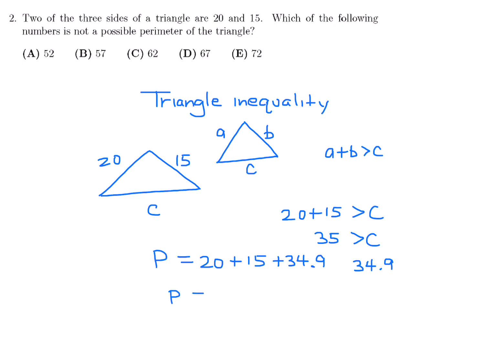So that gives me a value of 69.9. So that's pretty much the maximum. It can never be more than 70, basically. So of the answer choices, the one that is above 70 is E. That's the only one that would not be possible. So number 2, the answer is E.